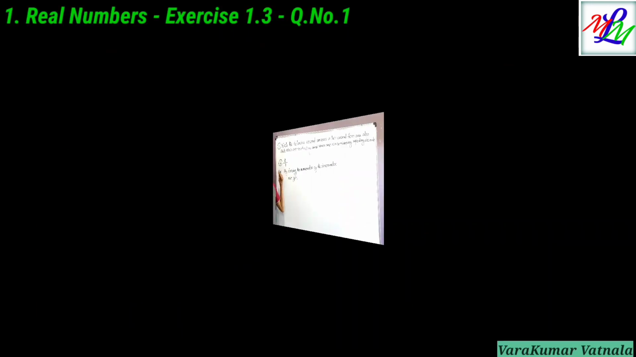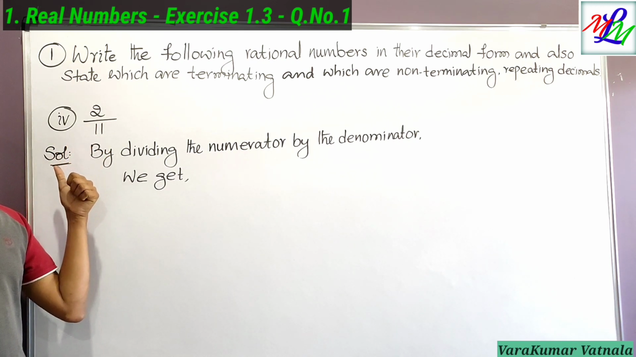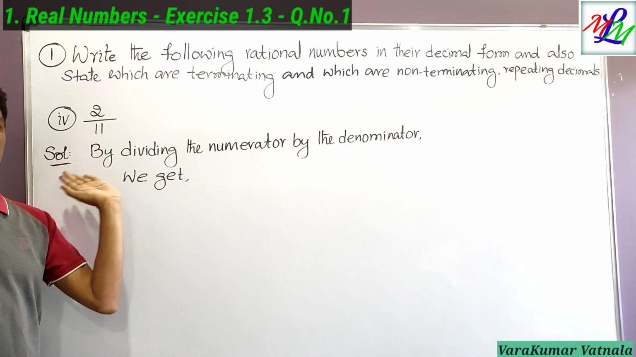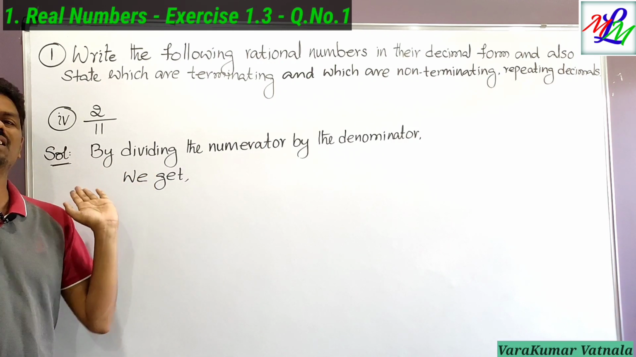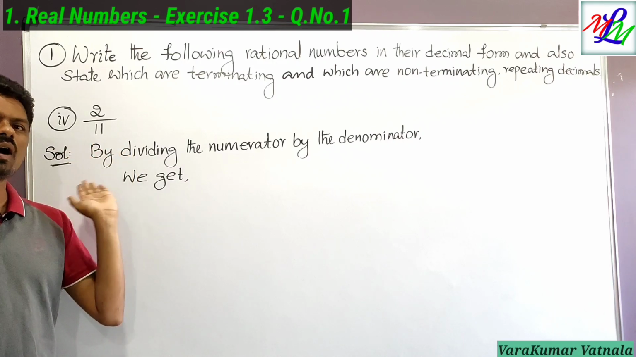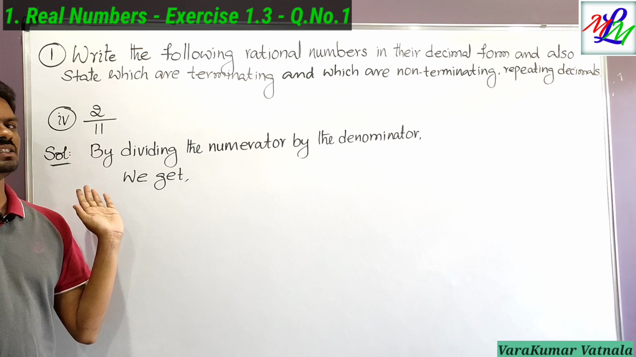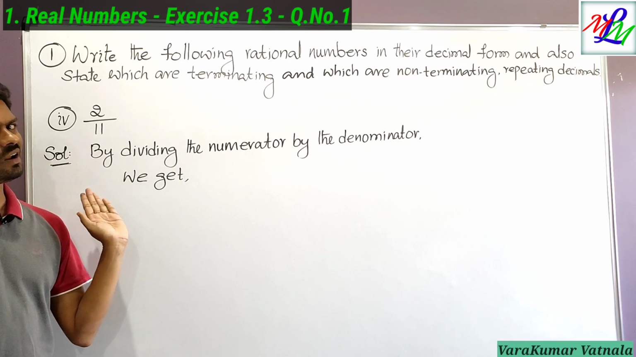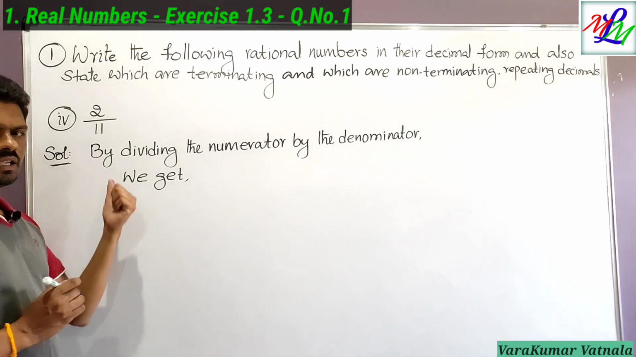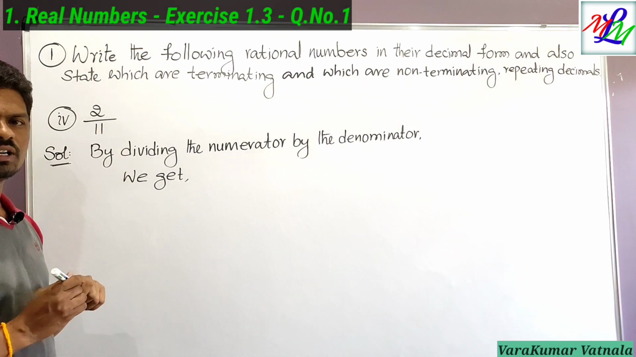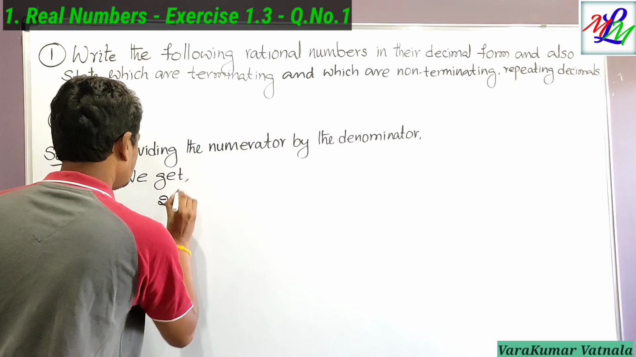Next we have to solve the fourth. This is the fourth bit in the first problem. 2 by 11 is given. Again we have to find the decimal form by dividing the numerator by the denominator. Then we have to say whether it is terminating or non-terminating repeating. If the division is completed, we say it is terminating, otherwise it is non-terminating. Here the numerator is 2 and the denominator is 11. So now we have to divide 2 by 11.